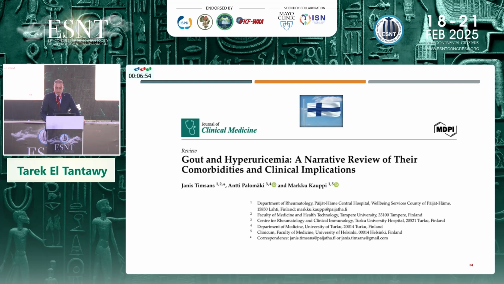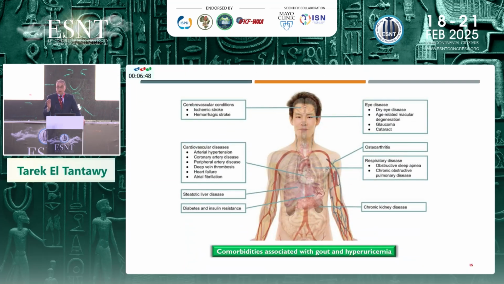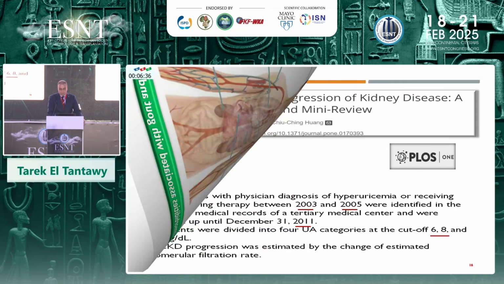Another narrative review of gout and hyperuricemia comorbidities, from Finland. Uric acid is not only concerned with the kidneys; it is a systemic disease, including the eyes, joints, liver, cardiovascular system, CNS, and the kidney, of course.